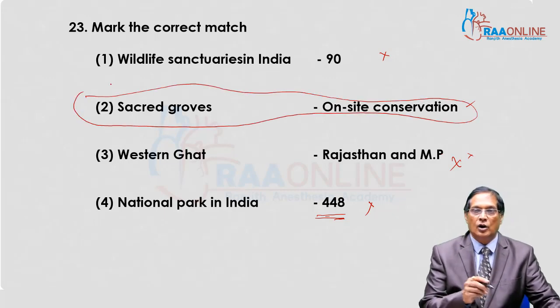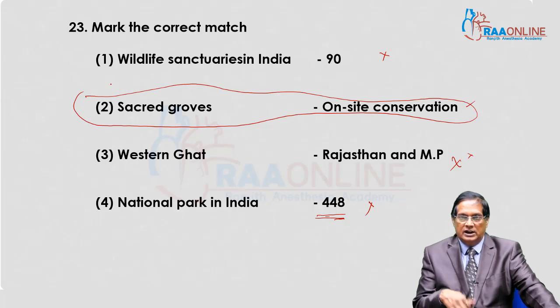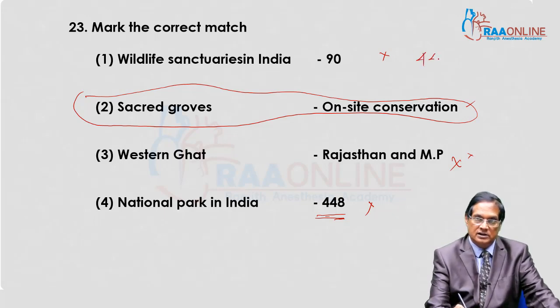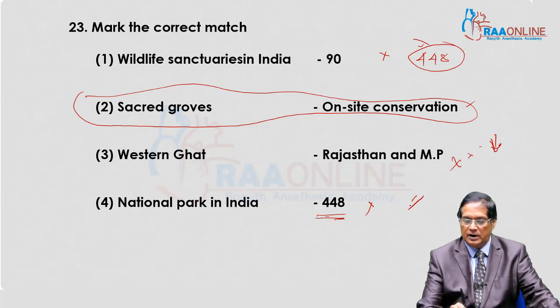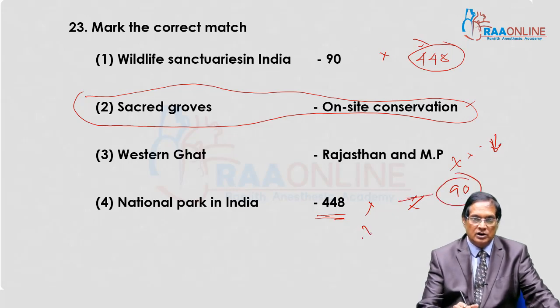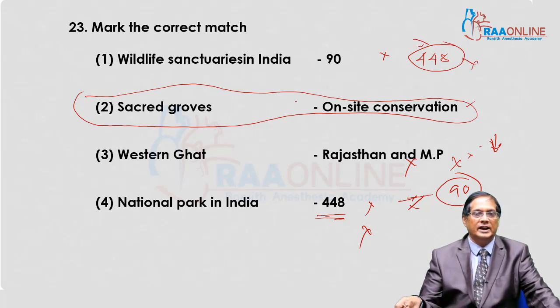That is on-site conservation or in situ conservation. Number of wildlife sanctuaries in India is 448. The correct answer here is 448. Western Ghat is found in the western coast of India, not in Rajasthan and MP. And number of national parks is 90. So this is wrongly matched, and the first one is wrongly matched. So the answer is only 2, that is sacred groves.